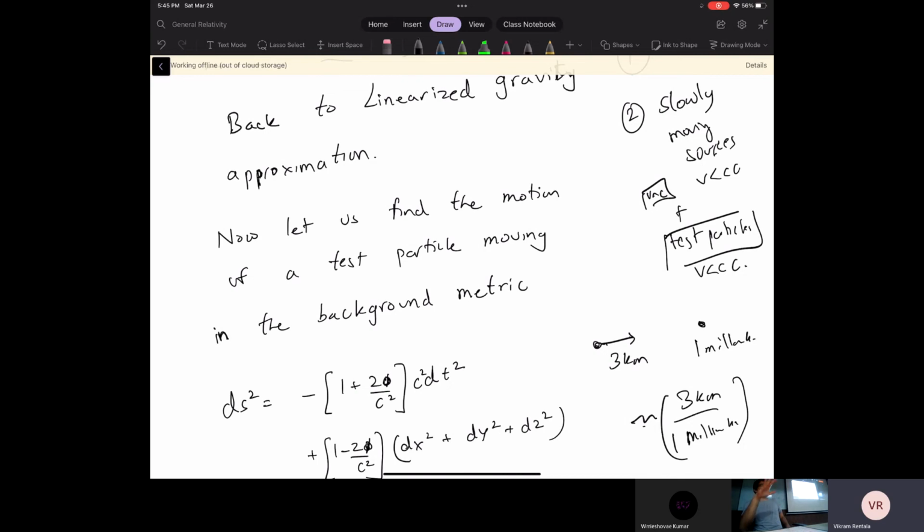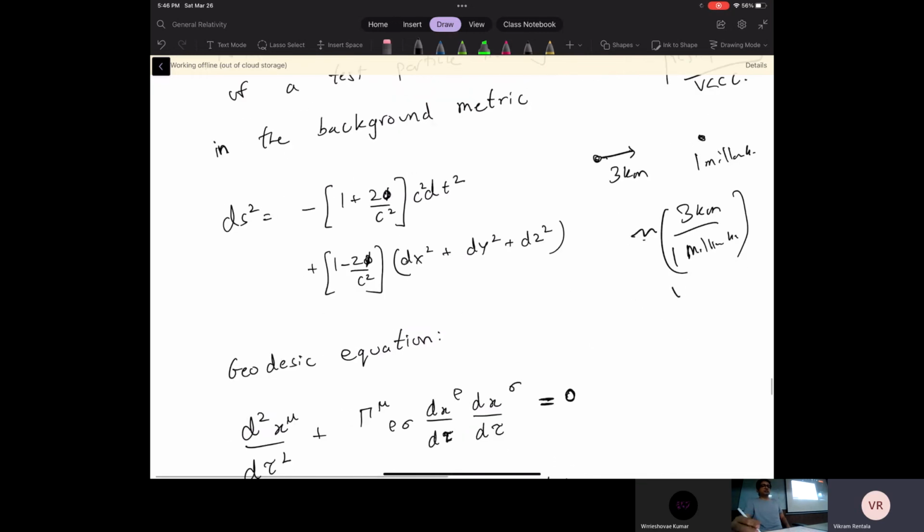It's not the gravomagnetic effect that's observed for Mercury. Mercury is still moving too slowly. The v by c of Mercury is too small, or the v by c of the sun is too small, for you to observe the gravomagnetic effect on Mercury.